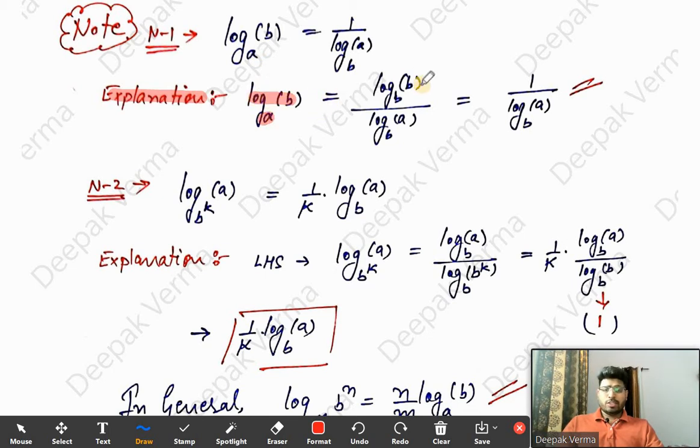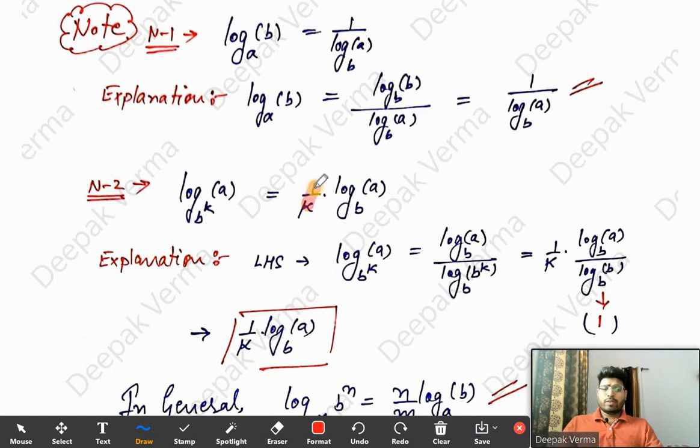By using the base changing theorem, we can write log b over log a, and we can introduce a new base, that is b. If we introduce new base b, then we get log b to the base b. Here base and argument are the same, so this will be equal to 1. Is it clear? This is equal to 1, and we get 1 over log a to the base b. Hence proved.